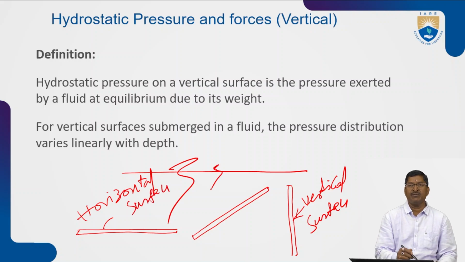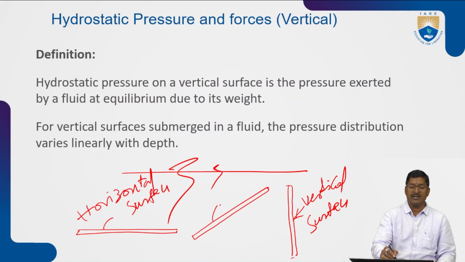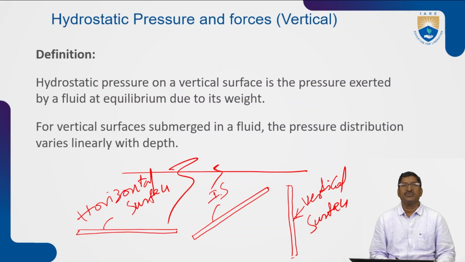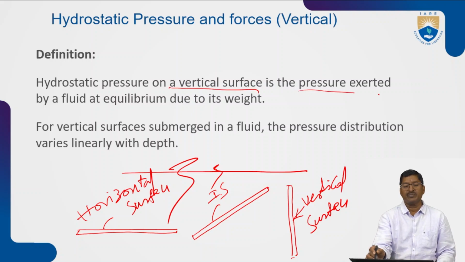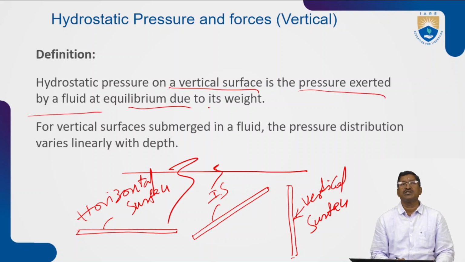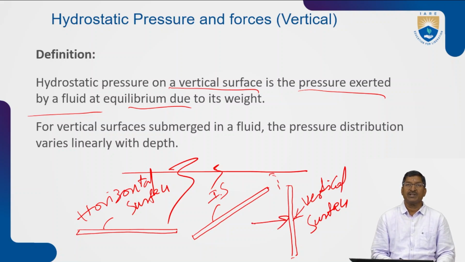Because it is liquid water, these are submerged bodies. That means they are present inside the water. So this is an inclined surface. Here we will learn the vertical surface today. As per the definition, hydrostatic pressure on a vertical surface, what does this mean? It is nothing but the pressure exerted by a fluid at equilibrium due to its weight. The fluid is there, and it exerts some pressure on this vertical surface due to its weight.